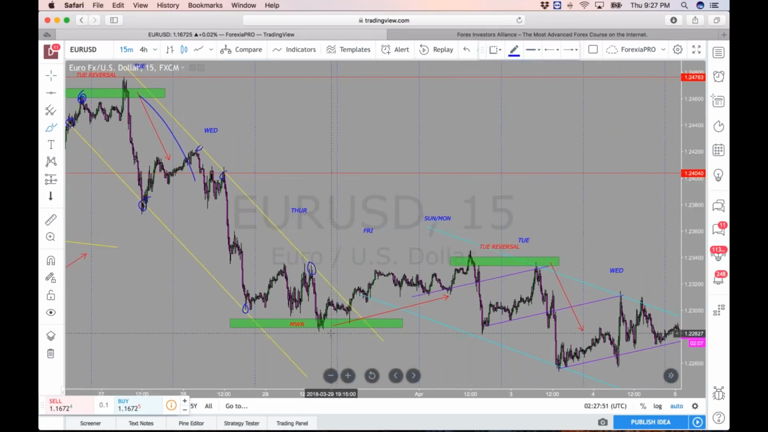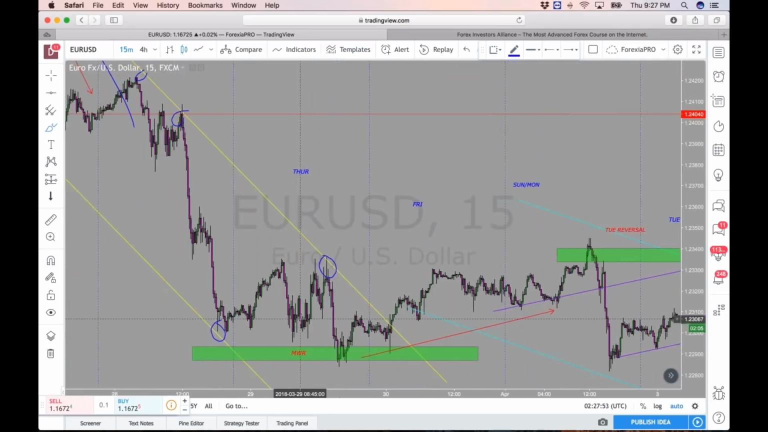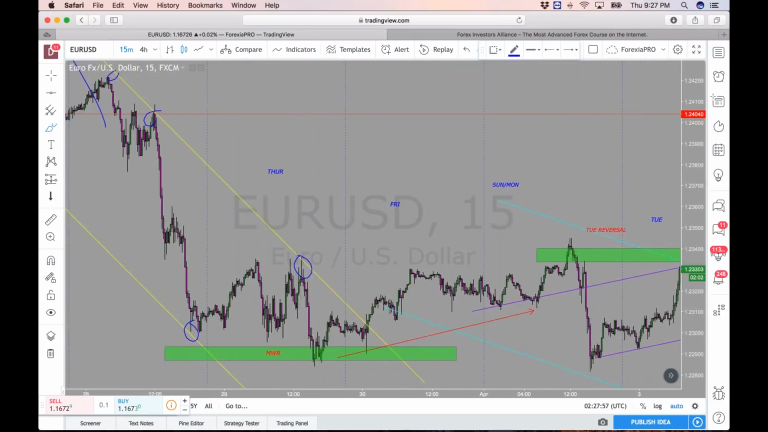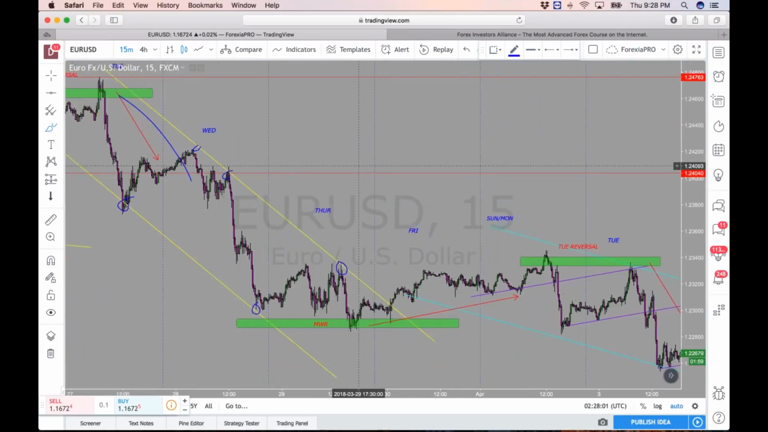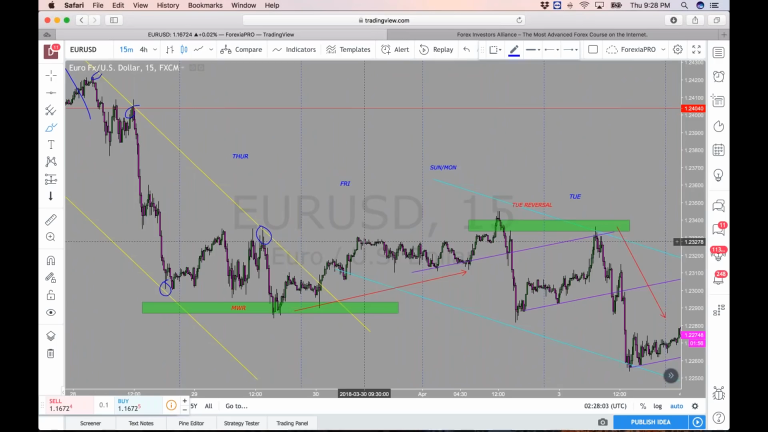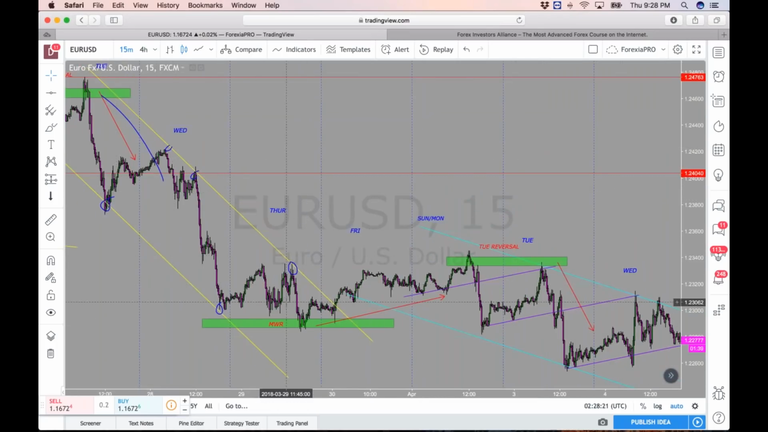So Thursday, reversal. Lionel Garcia is asking if this works for all pairs. First of all, you guys, this structure does happen on all pairs, but I want you guys to practice on just USD based pairs for now. You'll find that it happens a lot more often on USD based pairs, and the structures like this are a lot easier to see on USD based pairs.